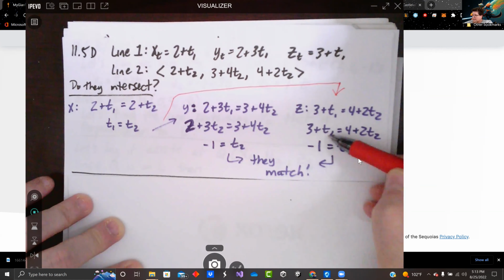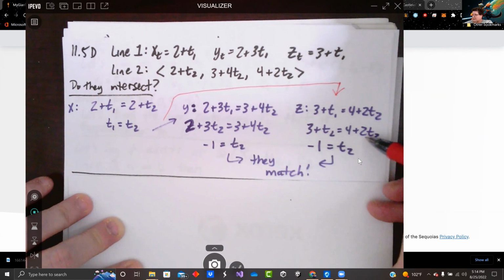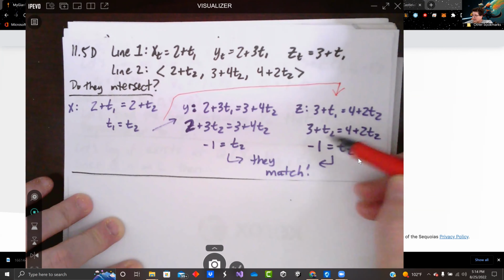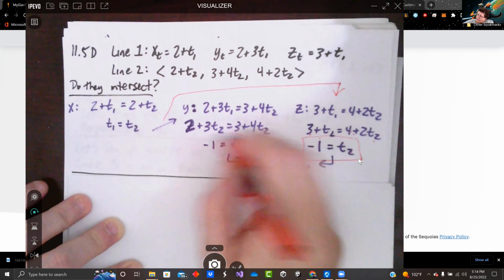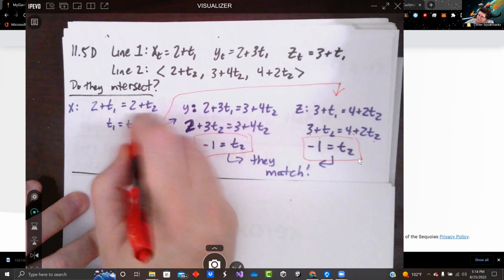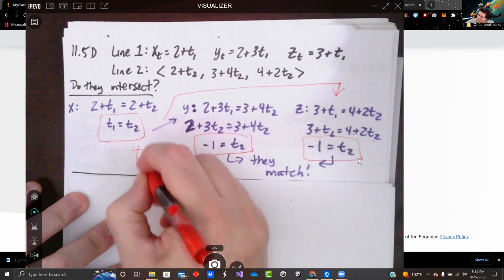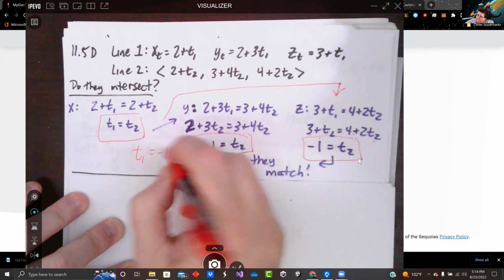So I got 3 plus T2 equals 4 plus 2T2. I subtract 3 from both sides. Or I subtract 4 from both sides, I get the negative 1 over here. Subtract T2 from both sides, I get T2 on the right. I get T2 equals negative 1 here. T2 equals negative 1 here. And we know just that it happens to be T1 equals negative 1 here.